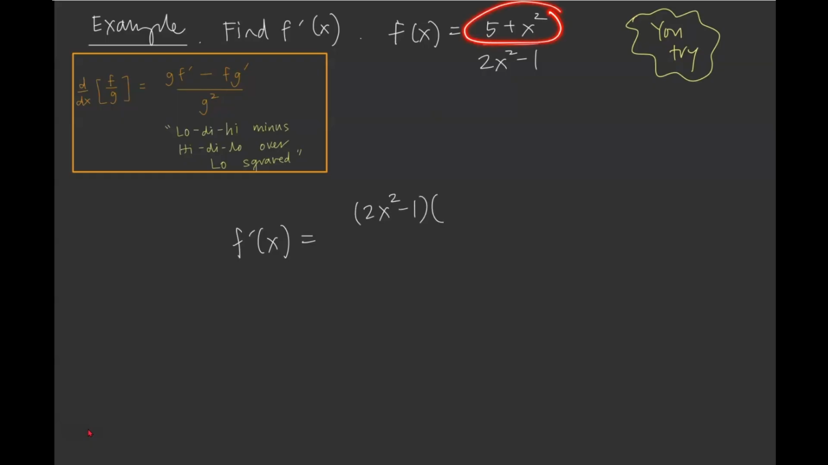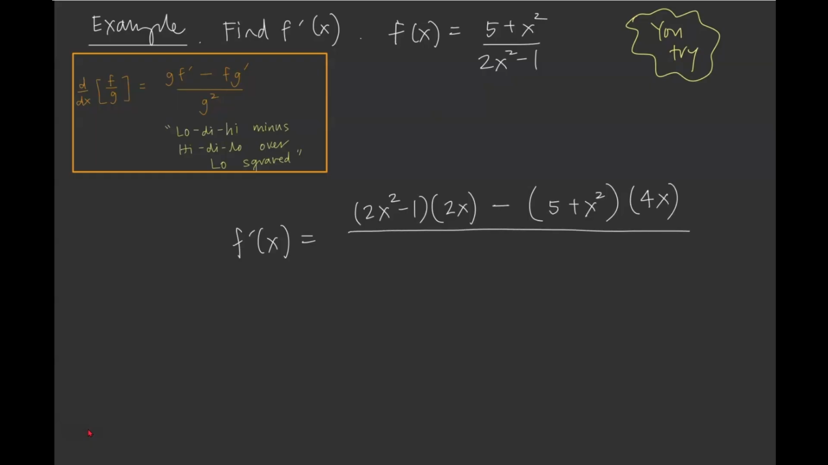What's the derivative of 5 plus x squared? That's 2x. Minus high, 5 plus x squared, and then the derivative of the low. And the derivative of that is just 4x, all over low squared: 2x squared minus 1, and then all of that squared. So low d high minus high, derivative of the low, over low squared. And so we found the derivative of f.